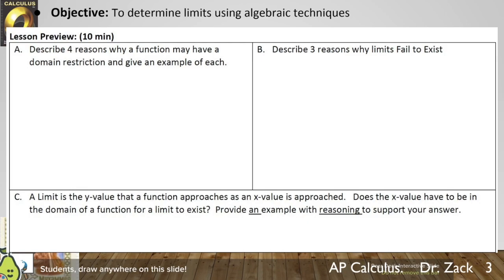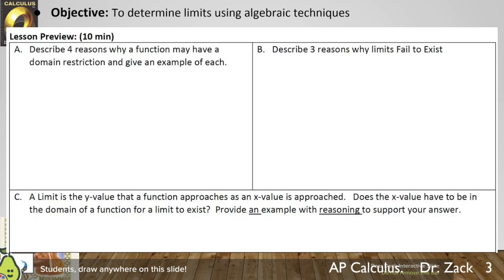Question B, you're asked to describe 3 reasons why a limit might fail to exist. From the notes that you previously took, you know that the left and right sides have to be approaching the same value. So if they're approaching different values, your limit would fail to exist. The function might oscillate, which could also be a problem. And it's also possible that the left or right side of the domain does not exist for the function you're evaluating.